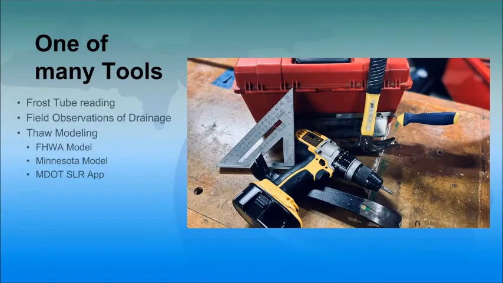The seasonal load restriction decision support tool is one of many tools we actually use when we go to make these decisions. One of them is frost tube readings, where our maintenance forces and our contract agencies go out and check and record the level of frost and thaw within the roads, and they record them into a GIS tool, which we developed at MDOT, or also on spreadsheets. A lot of times we receive those from local road agencies.